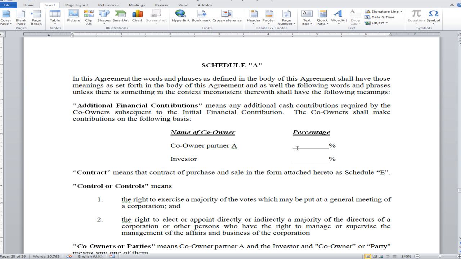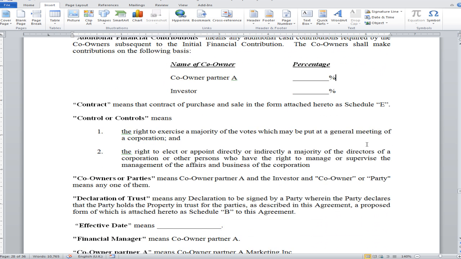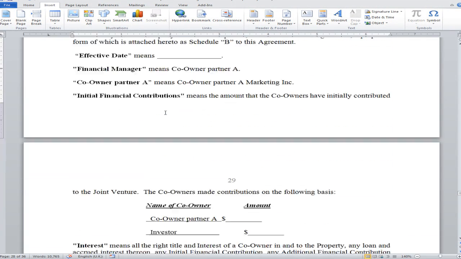So additional financial contributions, we have to determine what the percentages are. And all of my joint venture agreements have different percentages. They're not all the same. Everything is negotiated differently. We have effective dates, contracts. All of this is in schedule.